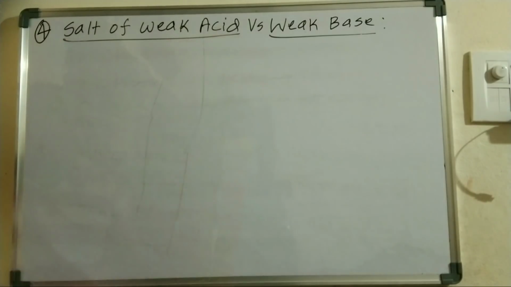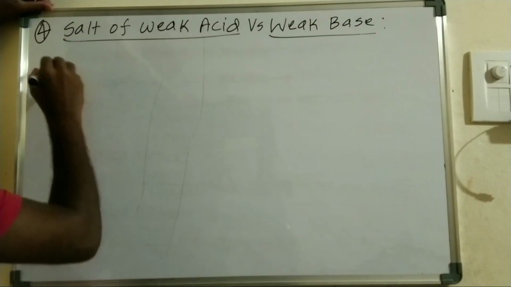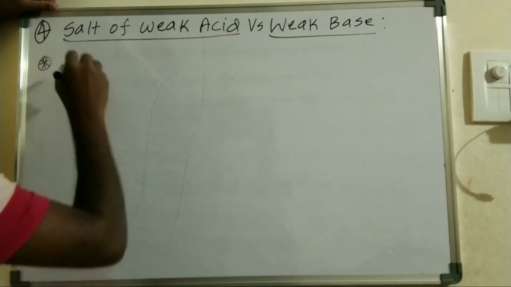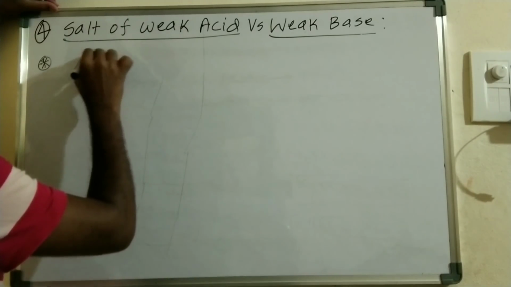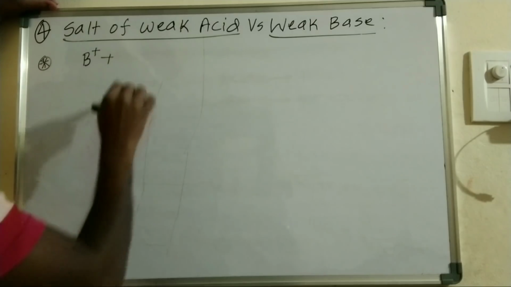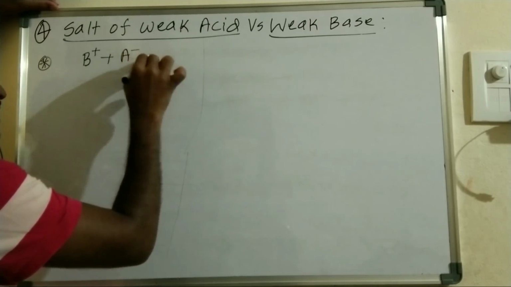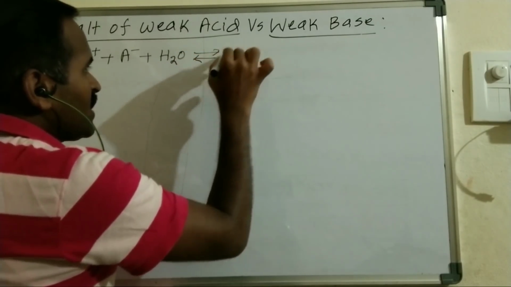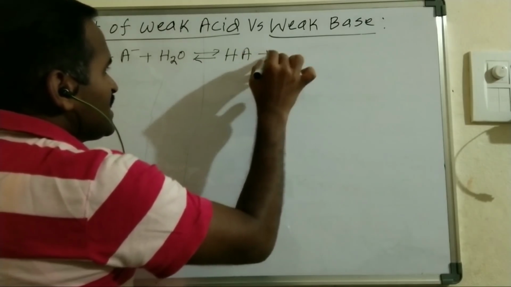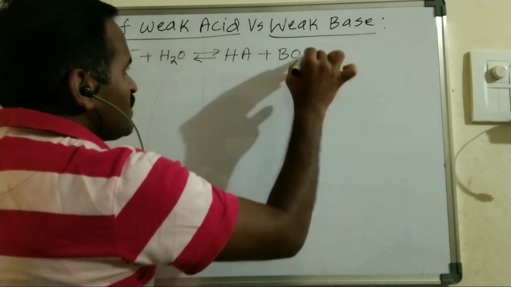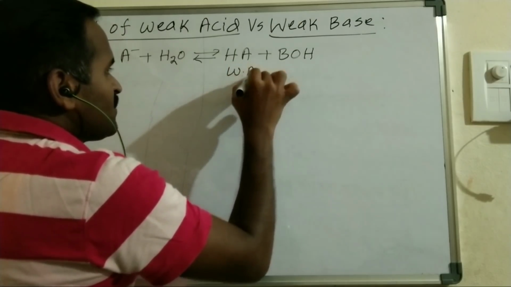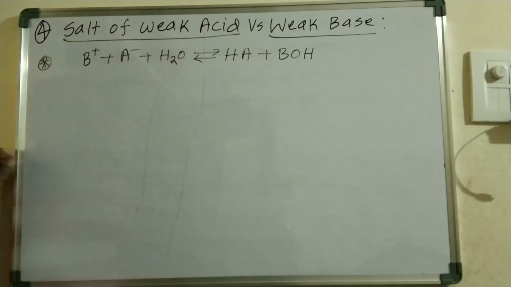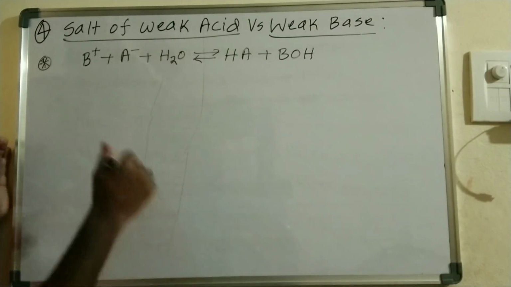The salt of a weak acid and a weak base will undergo both cationic hydrolysis as well as anionic hydrolysis, both taking place simultaneously. So here the B plus ion of the salt as well as the A minus ion of the salt hydrolyse, and they form HA, which is a weak acid, and BOH, which is a weak base. So a weak acid is forming, and a weak base also. HA is a weak acid and BOH is a weak base, right?